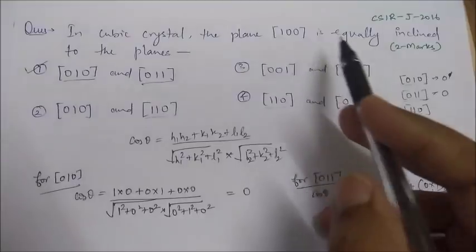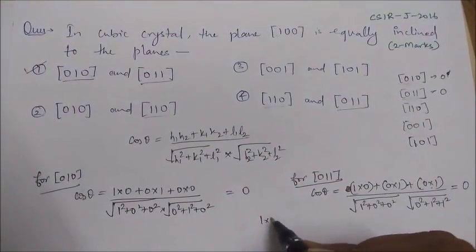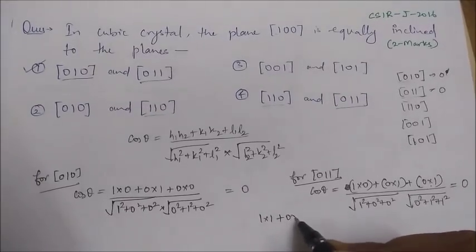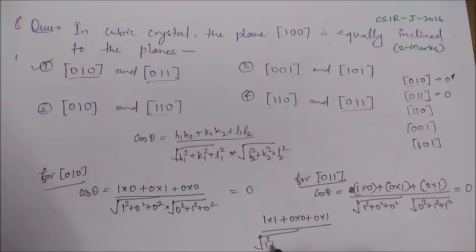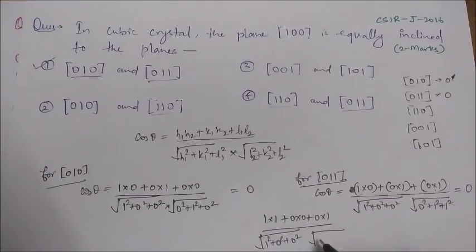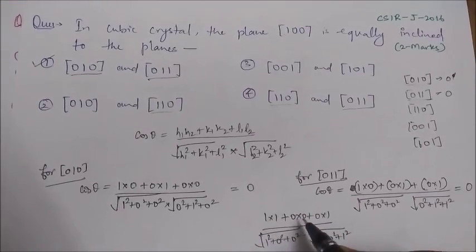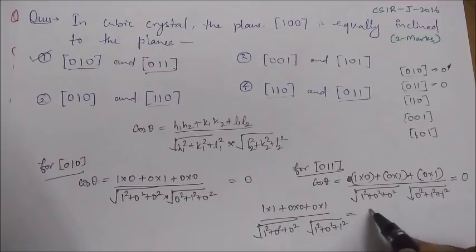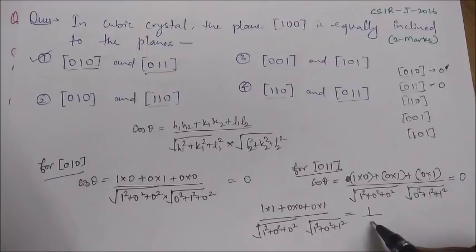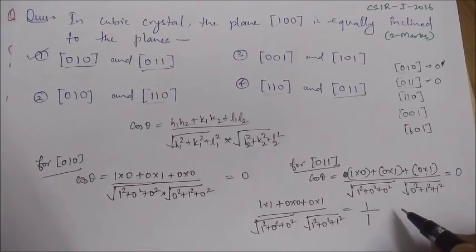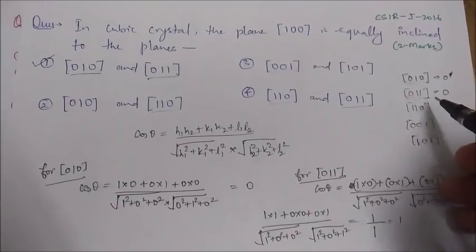If you take this, in the numerator you will get 1 into 1, that will be 1, plus 0 into 0 plus 0 into 1, upon the square root of 1 square plus 0 square plus 0 square, and here you will get 1 square plus 0 square plus 1 square. So in the numerator you will get 1 plus 0 plus 0, overall 1. In the denominator, square root 1 into square root 1 will be 1. So you are getting 1 here, not 0. That means for this it is not equally inclined.